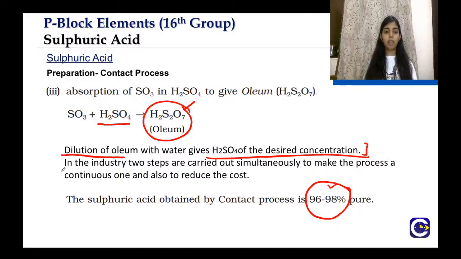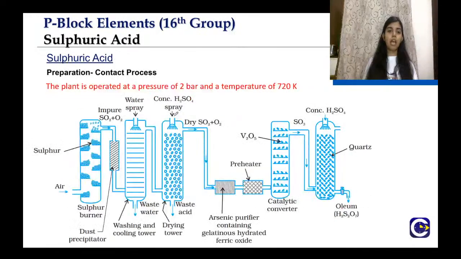And if you see in the industry, these two steps, basically the addition of SO3 and H2SO4 to give oleum and dilution of oleum are carried out simultaneously, right? That means the oleum that is produced in a continuous manner will be diluted so as to reduce the cost of formation. So these two steps are done in continuation. Now this is how basically sulfuric acid can be prepared.